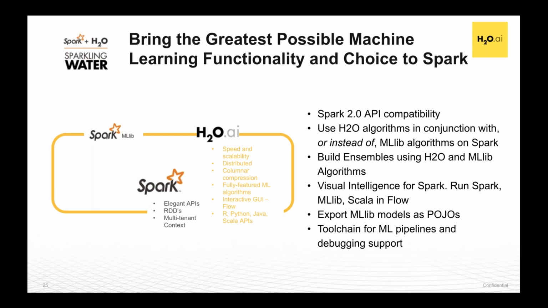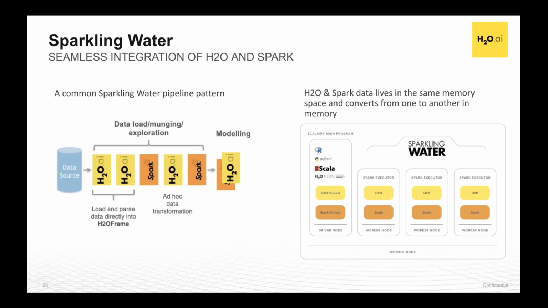Yeah, so this is about Spark 2.0 API compatibility. H2O algorithms can be used instead of the Spark ML or MLlib algorithms to build the models, because the H2O algorithms are way faster. It gives you much higher control on the kind of models you want to build and things like that. And this gives you an idea of how Sparkling Water helps Spark and H2O-3 to interoperate with each other.